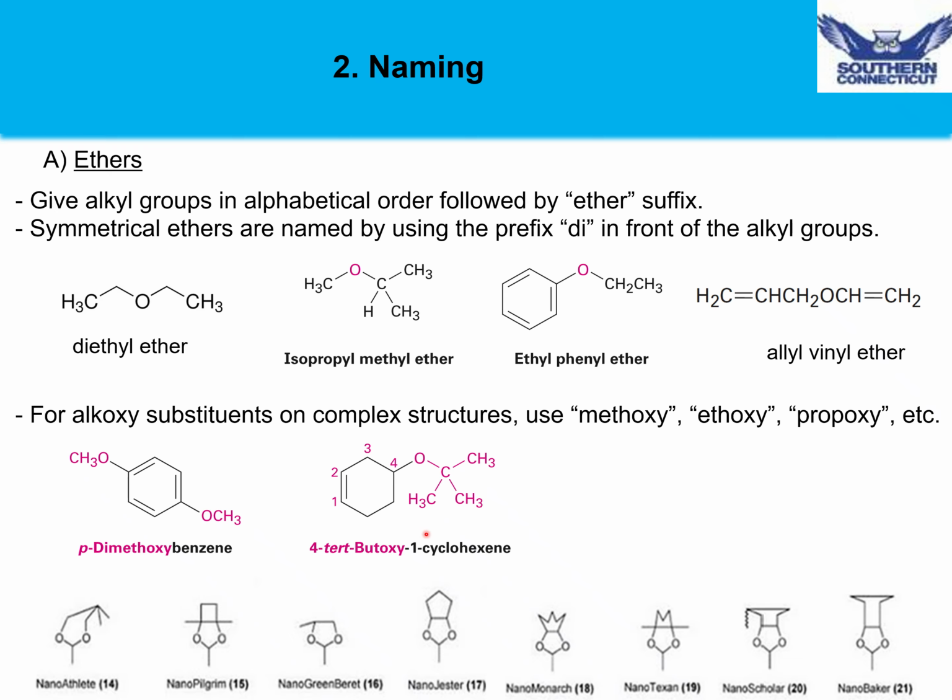In this last example, we have a tert-butoxy group attached to the fourth carbon of this cyclohexene. Note that the double bond is numbered on carbons 1 and 2. That always should be the case. And if we continue in the direction towards the tert-butoxy group, the tert-butoxy group is on the fourth carbon.